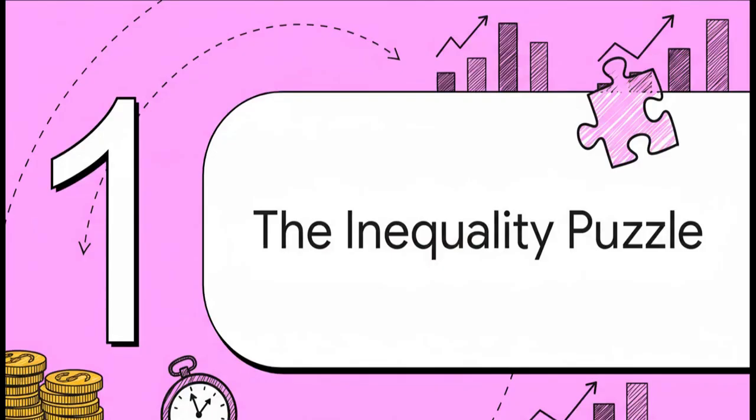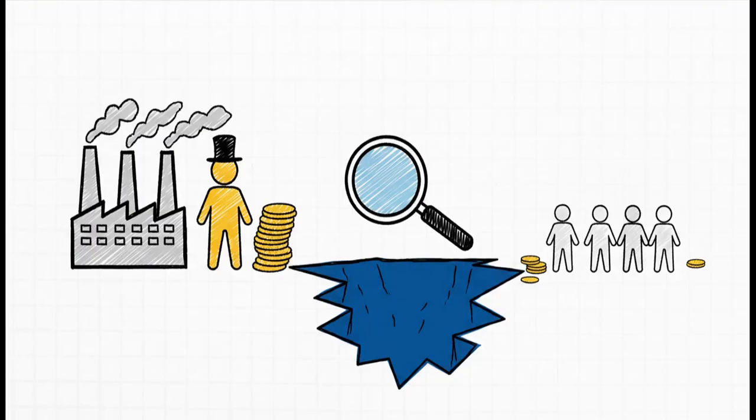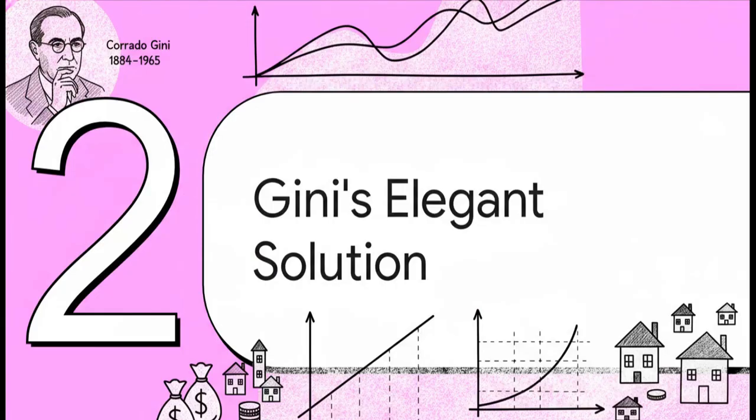So, to really get why this one number became such a big deal, we need to rewind a bit, back to a time when the inequality puzzle was becoming impossible to ignore. The Industrial Revolution turned out incredible wealth, but it also created these huge, glaring gaps between the ultra-rich and the very poor. And it got to a point where just looking around and saying, wow, some people have a lot and some have very little, just wasn't enough. People needed a real scientific tool to measure just how big that gap was actually getting. And this is where our main character enters the scene, an Italian statistician named Corrado Gini, who came up with a truly elegant solution that all starts with a simple drawing.